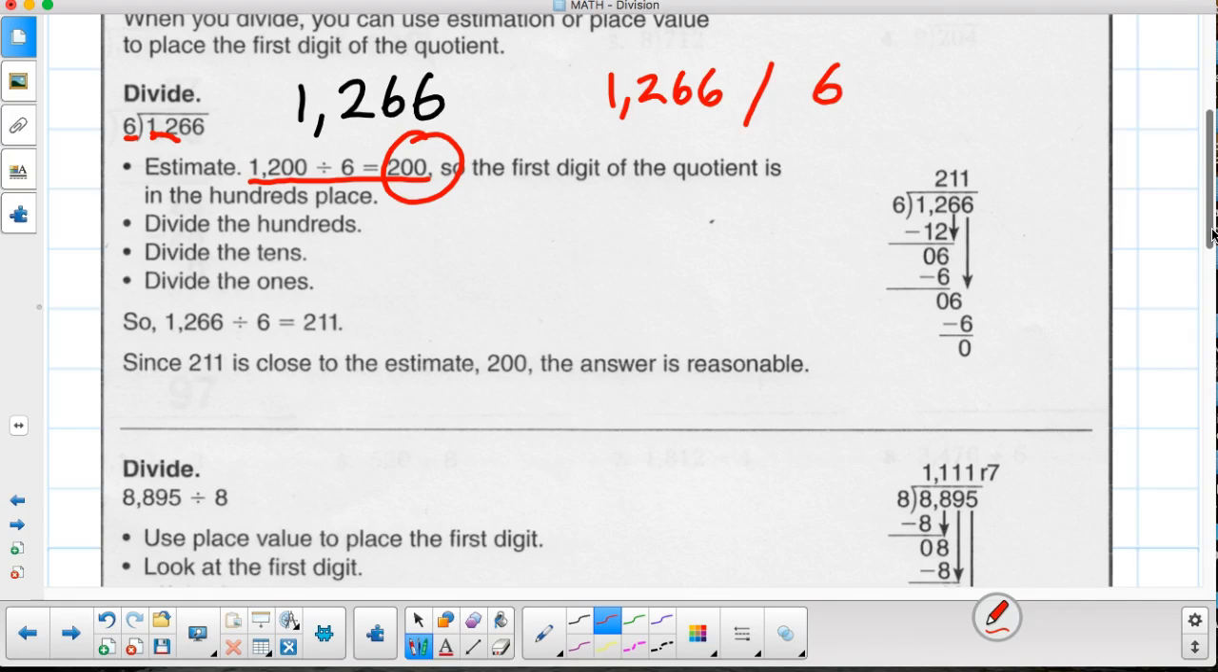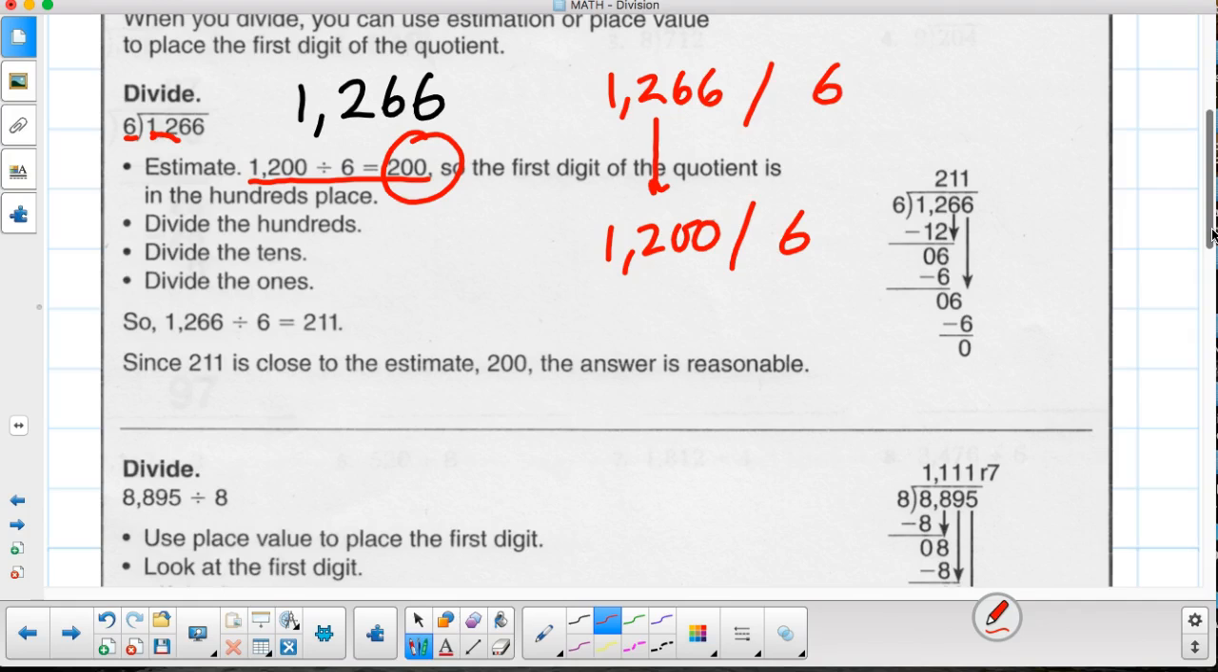Now let's do the estimation the way we did before. Somebody round 1,266. You guys are going to be very surprised to see what we're going to do today, because we're breaking a rule that we use in multiplication. What am I going to round this to for division? And tell me how it's different than before when we were doing multiplication. I'm going to put 1,200 divided by 6.